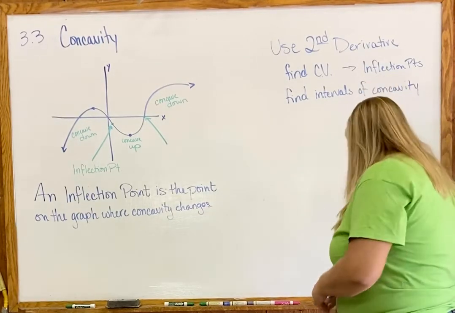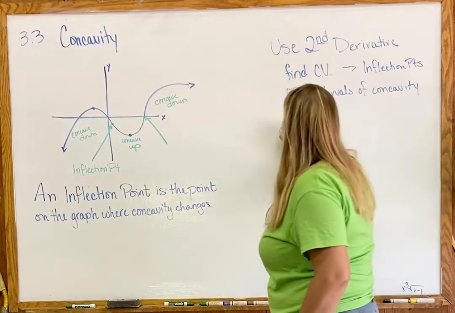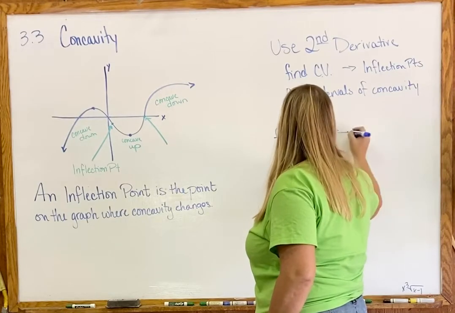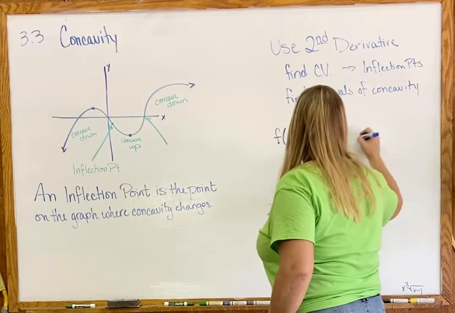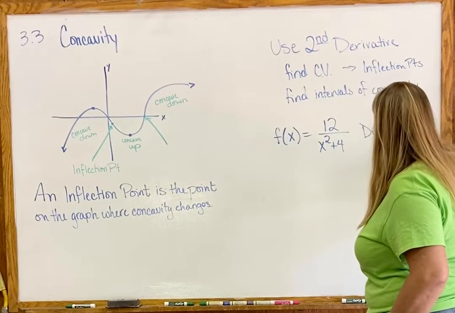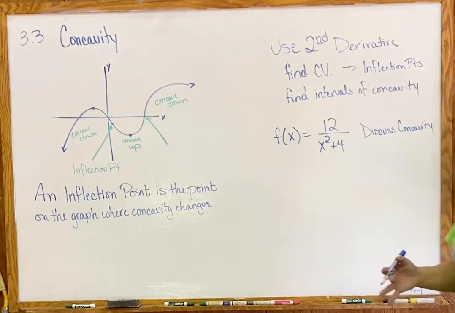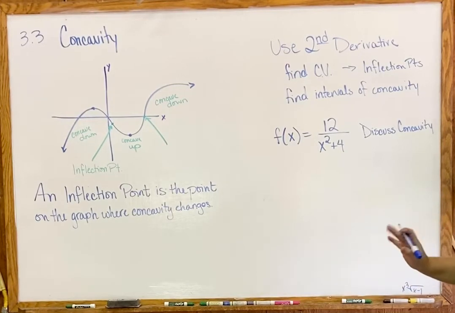Okie dokie, so let me give us an example here. This says f of x equals 12 over x squared plus 4. And this time it's just going to say something like discuss concavity. Now remember, when it says discuss concavity, all that really means is to make the little table with the little intervals, and that's it.